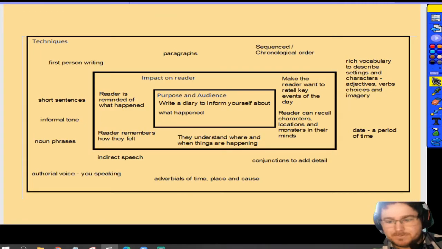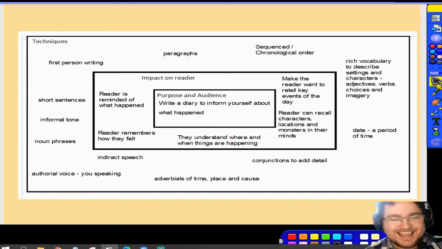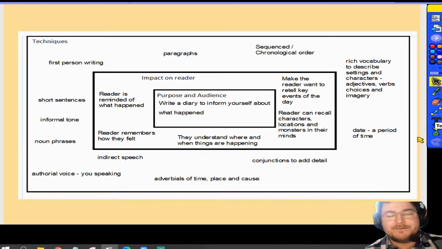Sorry, that's meant to be white. There we go. So this is our toolkit for our writing that starts on Monday, not this week. However, it's important that you know what we're going to do. On Monday, we're going to write a diary to inform yourself about what happened.